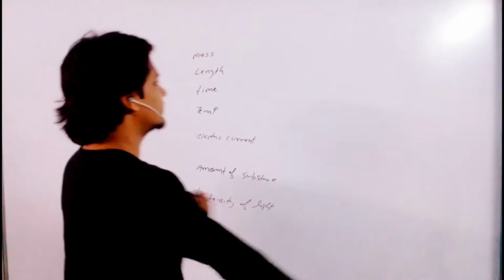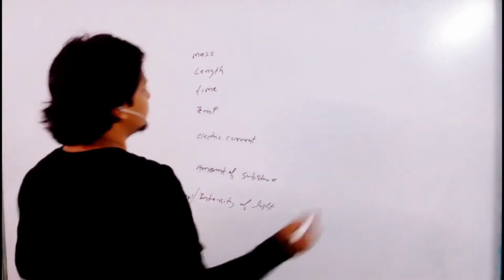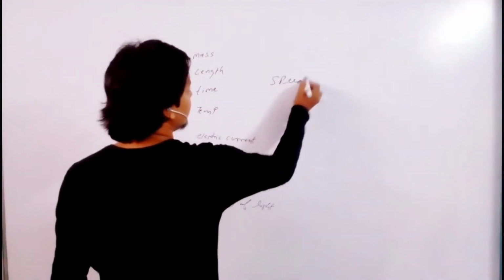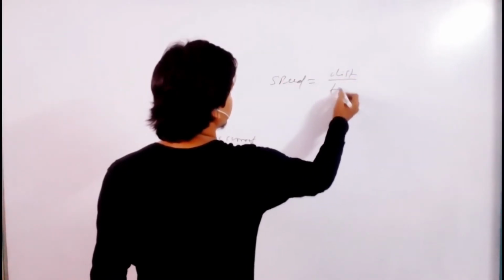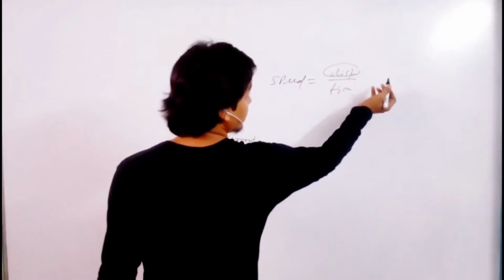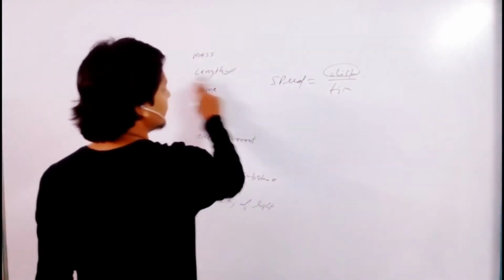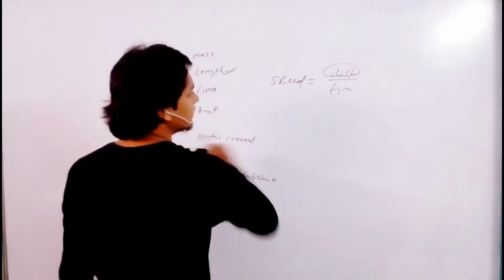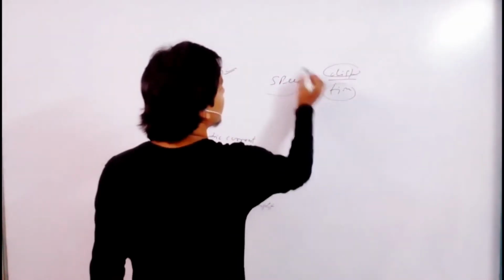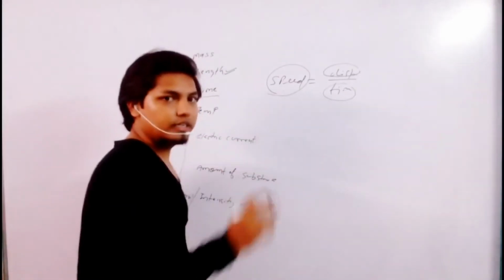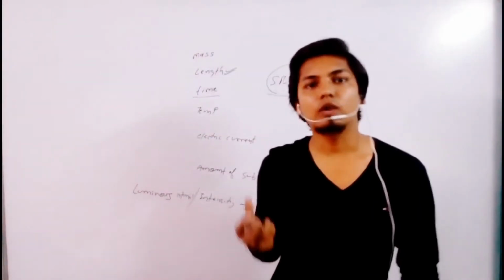For example, in physics, in science, speed is nothing but distance by time. So distance is nothing but length. So length is a fundamental quantity, and time is also a fundamental quantity. So derived quantities are the quantities made up from fundamental quantities.